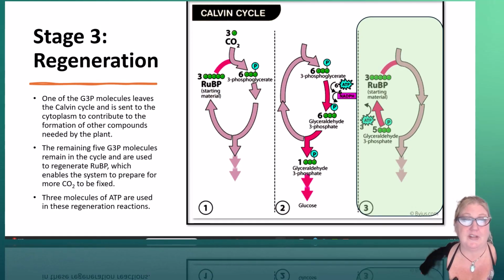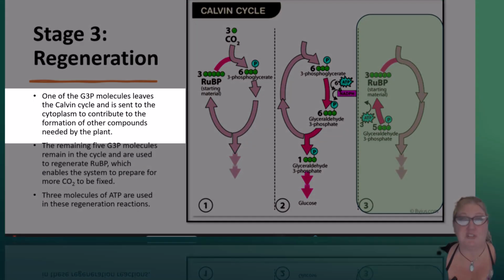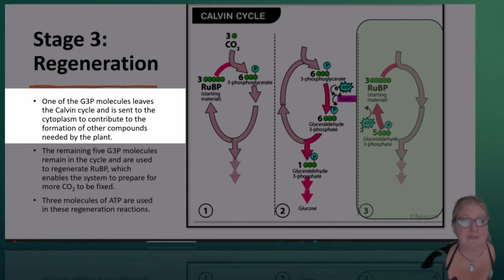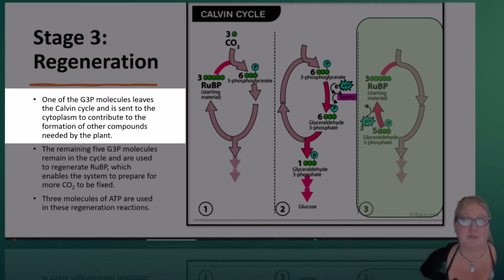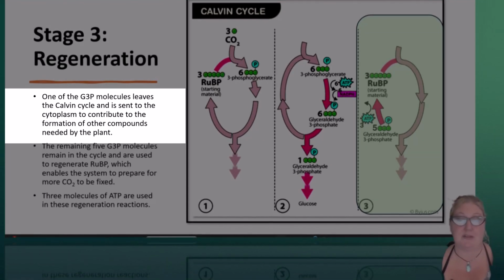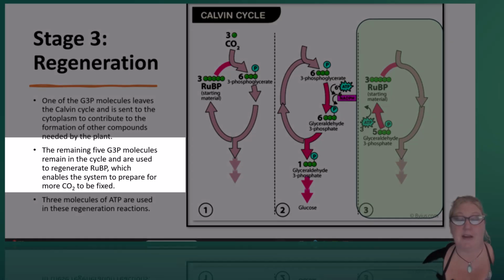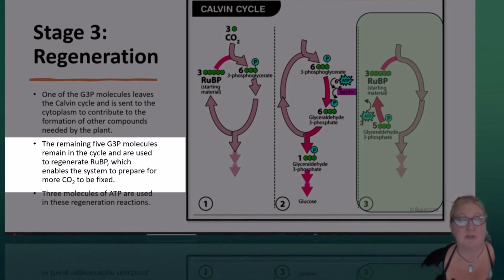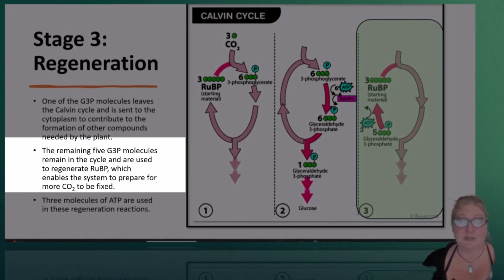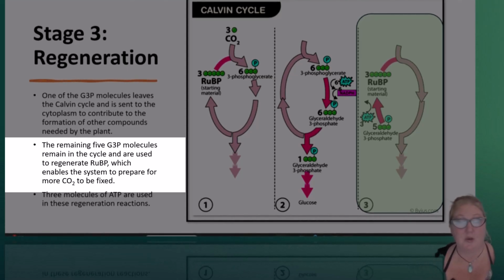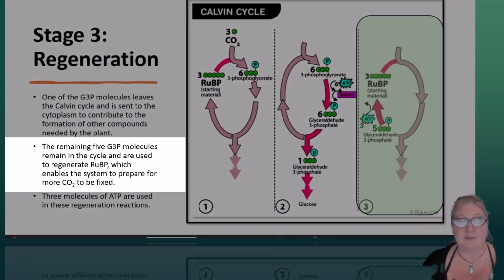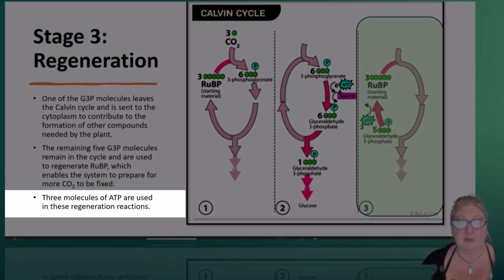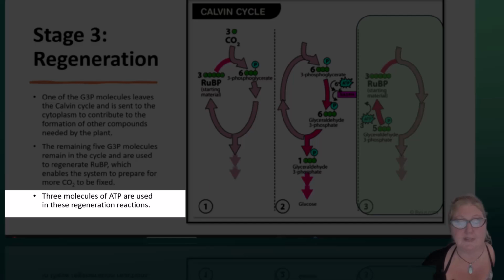Stage 3, regeneration. One of the G3P molecules leaves the Calvin cycle and is sent to the cytoplasm to contribute to the formation of other compounds needed by the plant. The remaining 5 G3P molecules remain in the cycle and are used to regenerate RuBP, which enables the system to prepare for more carbon dioxide to be fixed. 3 molecules of ATP are used in these regeneration reactions.